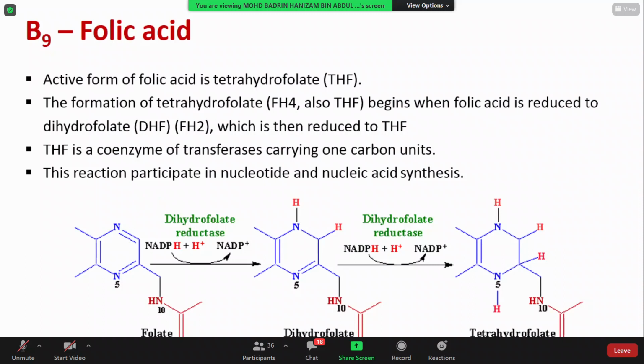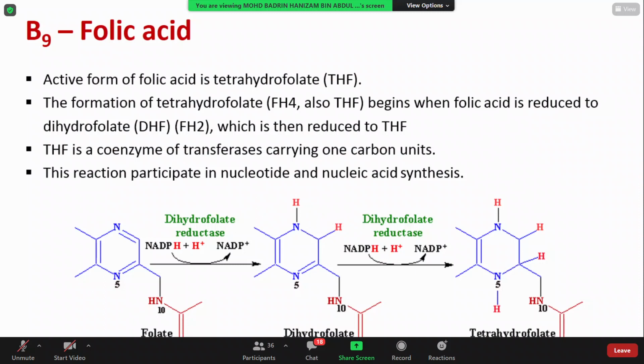So first, when we get vitamin B9 from our diet, it's always in the form of folate or folic acid. When we consume folate, this folate will need to be converted first to dihydrofolate by dihydrofolate reductase. The reduction mechanism is going on here: NADPH to NADP plus, folate to dihydrofolate.